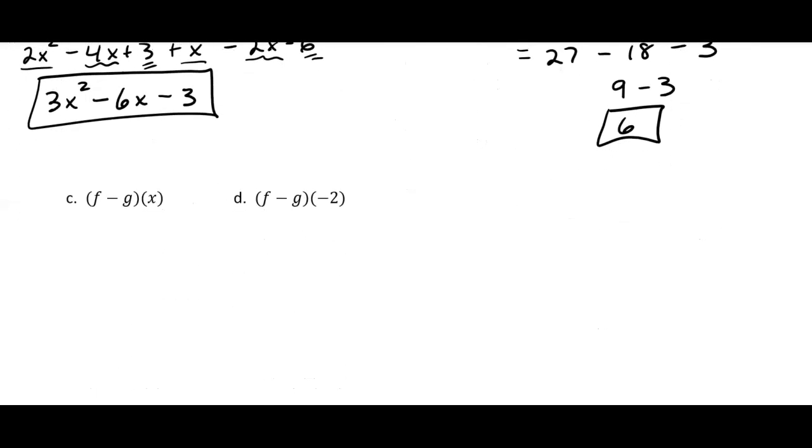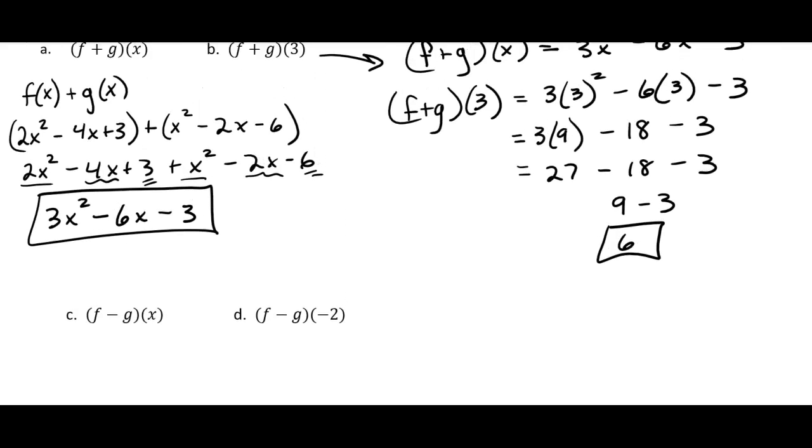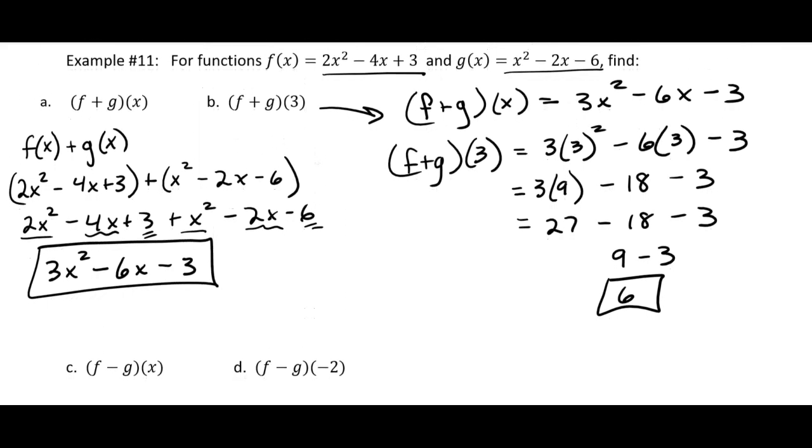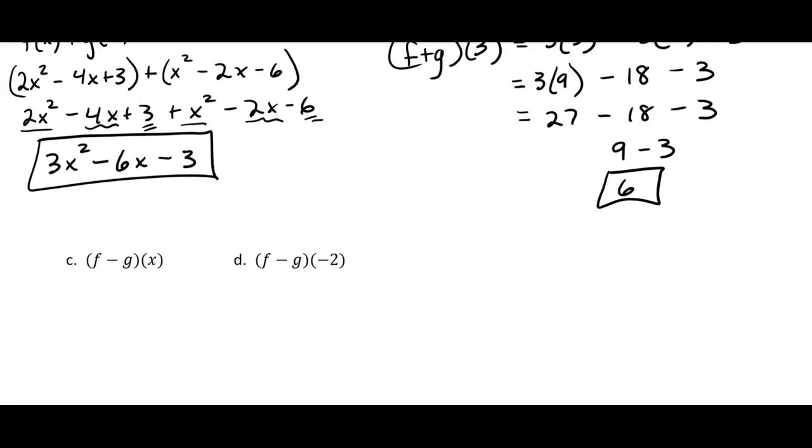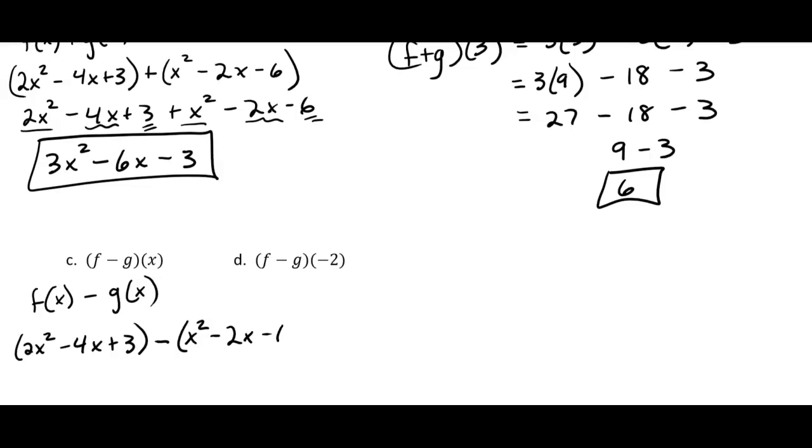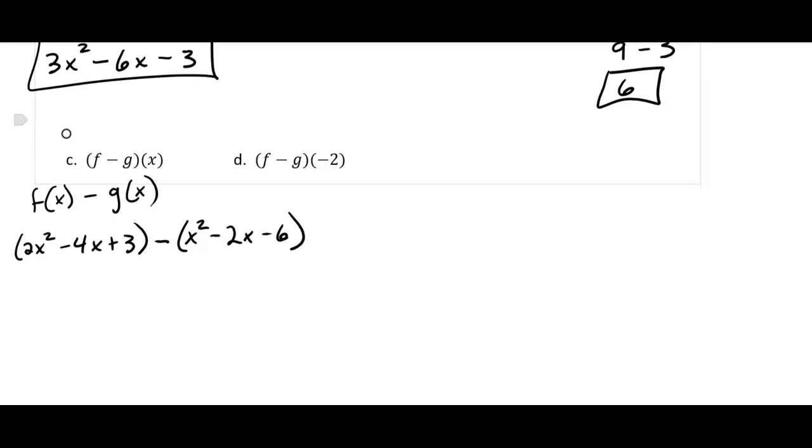All right, now we're going to do the same thing, but we're going to do subtraction. So now I have to know what my functions were. Let me write this. It's going to be f of x minus g of x. And it was 2x squared minus 4x plus 3. That was f of x. And now we're going to subtract g of x. x squared minus 2x minus 6. Okay, so now we're going to simplify that, just like we did with the addition. But it's subtraction. We always have to be careful when it's subtraction.